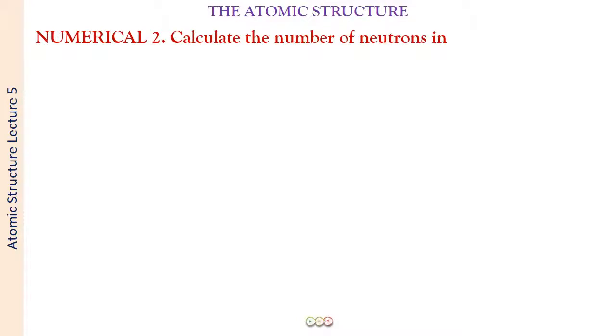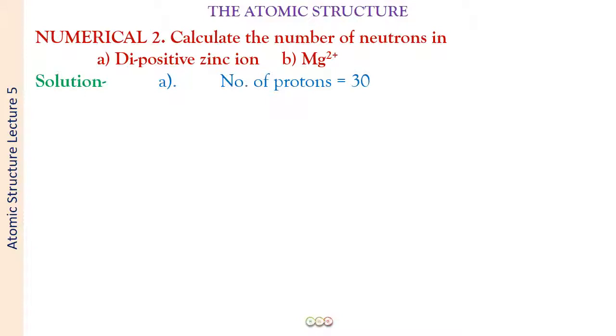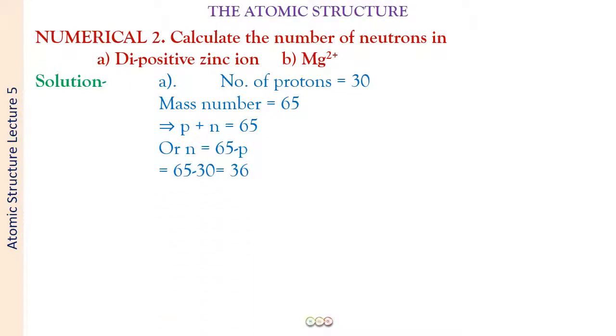So the next question says calculate the number of neutrons in the di-positive zinc ion, that is Zn plus 2, and Mg plus 2. So for the first we have zinc, the number of protons being 30 because the atomic number is 30, and the mass number is 65. So you will have the number of neutrons from the relation that number of protons plus neutrons is 65. So you get the number of neutrons to be 65 minus 30, the number of protons, and hence the answer being 35.